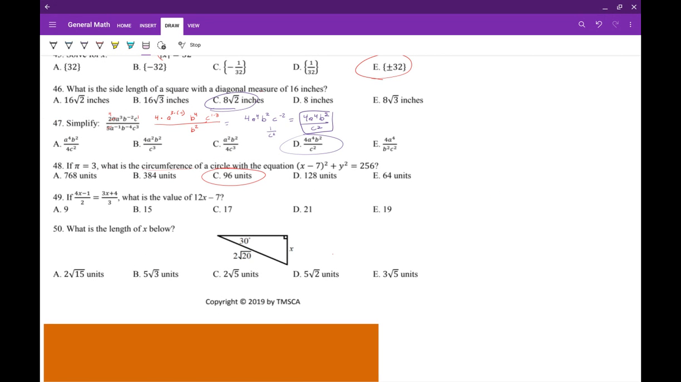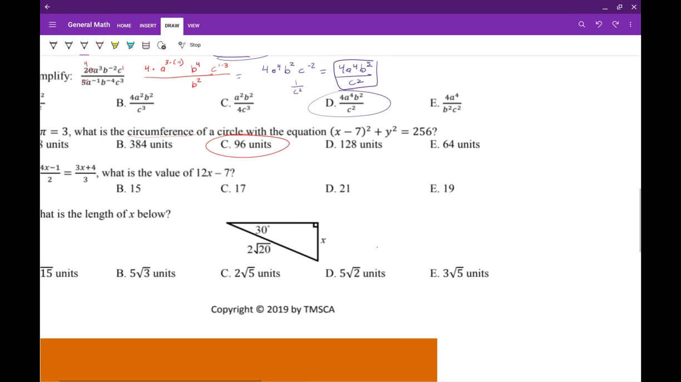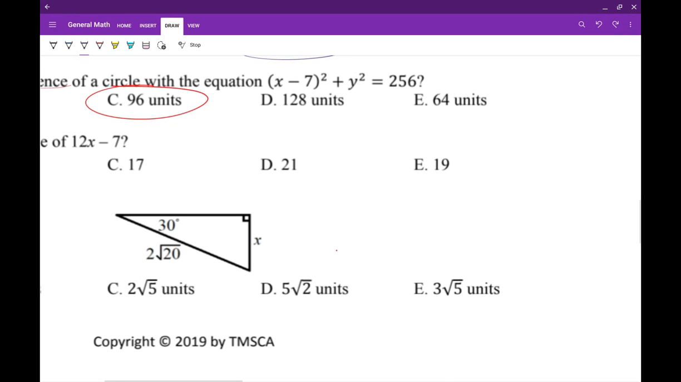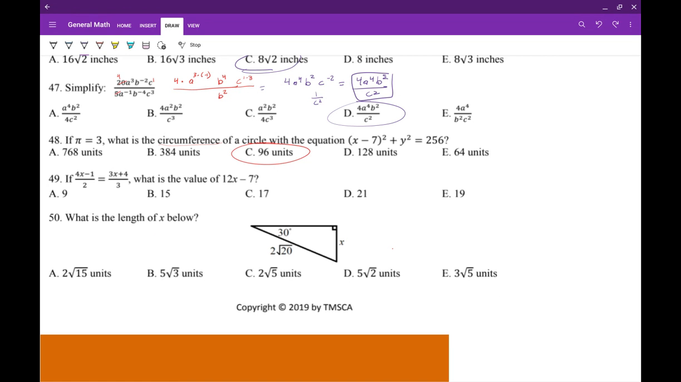If (4x - 1) over 2 equals (3x + 4) over 3, that gives us this, and it's asking us to find 12x - 7. It may look hard, but it's not, because it's not a system of equations. There's only one variable, and that's x. So what I would do is multiply by 3 on both sides and by 2 on both sides to get rid of the denominators. So I'm essentially multiplying both sides by 6, because 3 times 2 is 6.